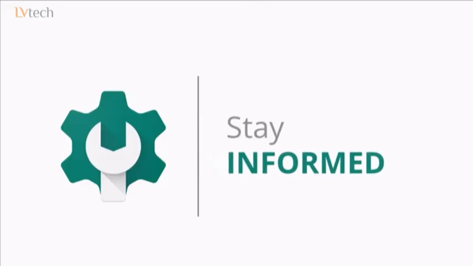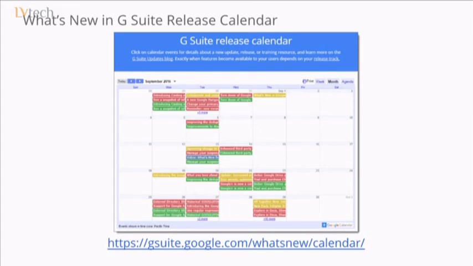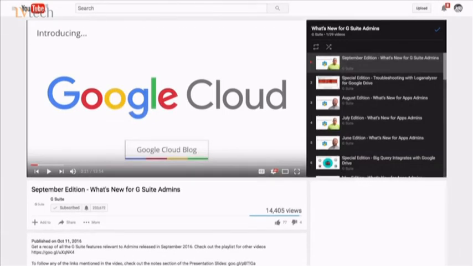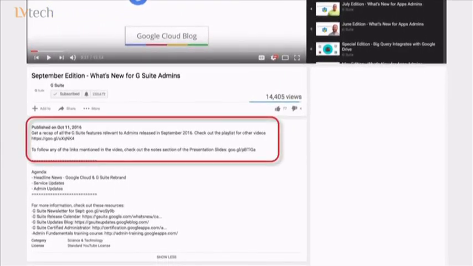And as always, we want you to stay informed. So if you're looking for info on all of the new features, then check out the G Suite release calendar or read the What's New in G Suite newsletter for all the updates and more info on what they mean. And for those of you who don't know, there are presentation slides shared with each video that we create. So linked in the YouTube description, you can find all the links and resources for the updates we've mentioned.